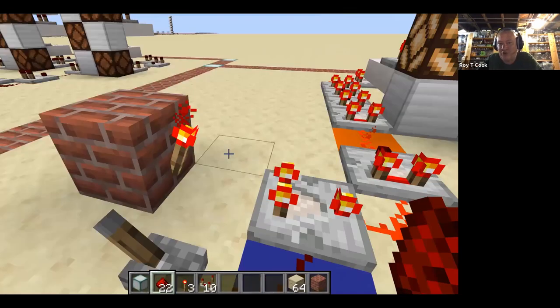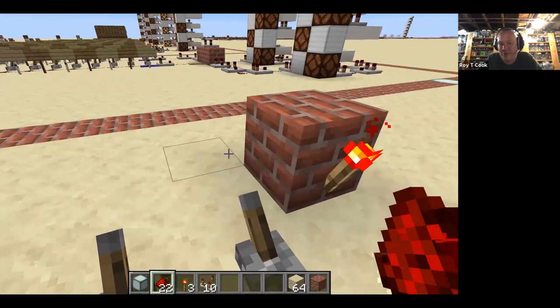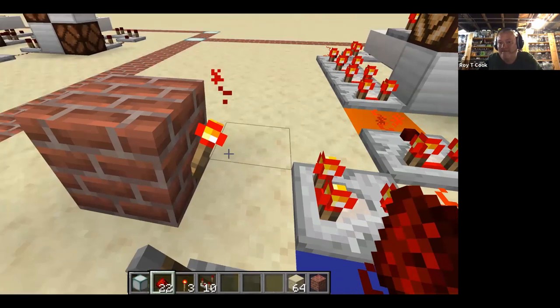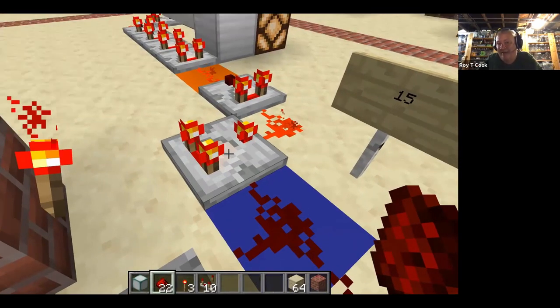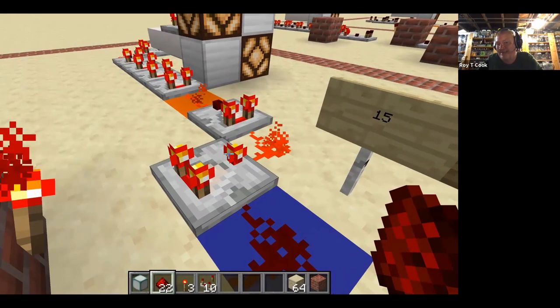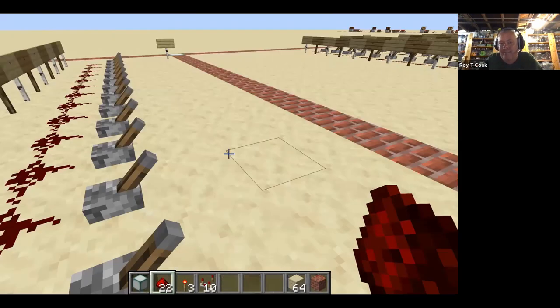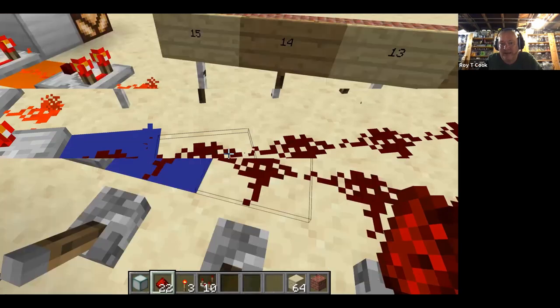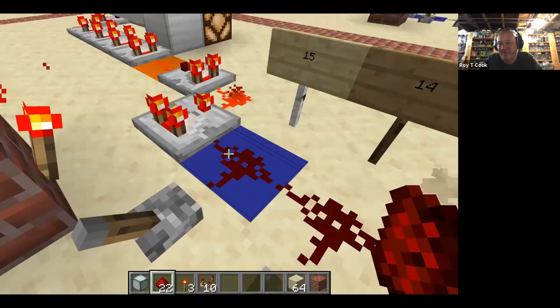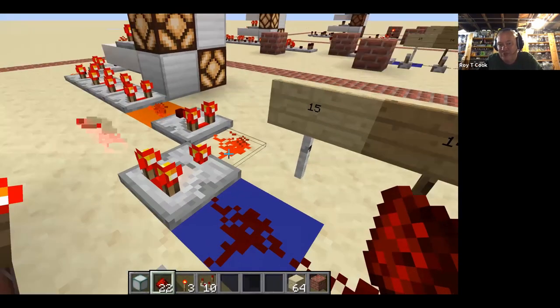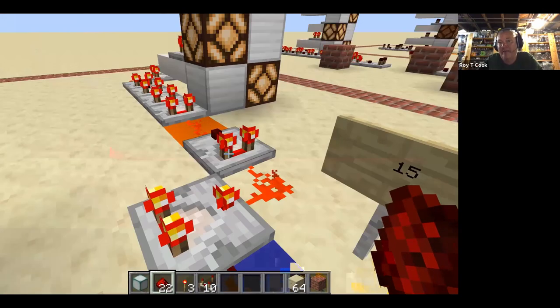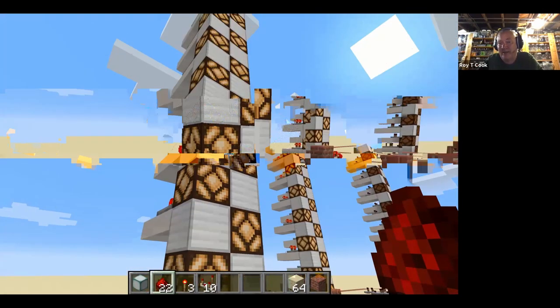So this torch, which is always on, notice there are no circuits coming into that brick, feeds a value of 15 into the back of the comparator. Notice that front knob is lit, so it's working as a subtraction machine. Then our input, whatever we choose, comes in up here. We subtract our input from 15, and then we had to do a little turn the corner, but then we feed it into our display.